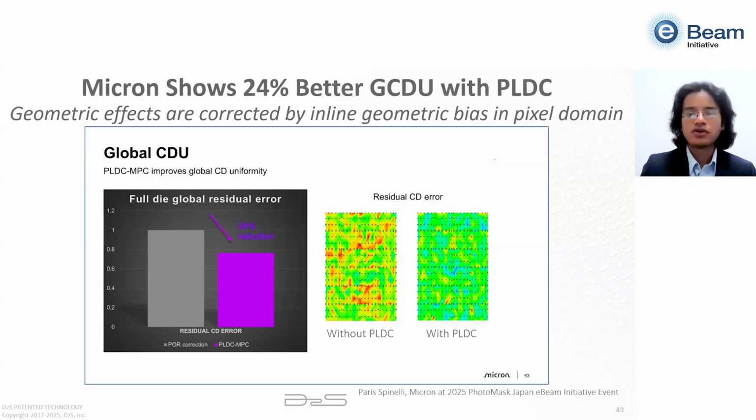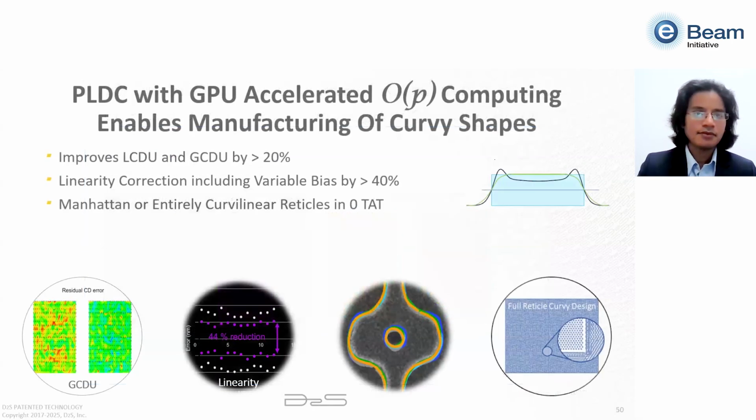So here on the right, we can see a heat map which compares, at full chip level, the difference in the global CDU. And you can see that there is more variance on the heat map without PLDC compared to with PLDC. And that's the reason why PLDC was able to improve the GCDU by 24%.